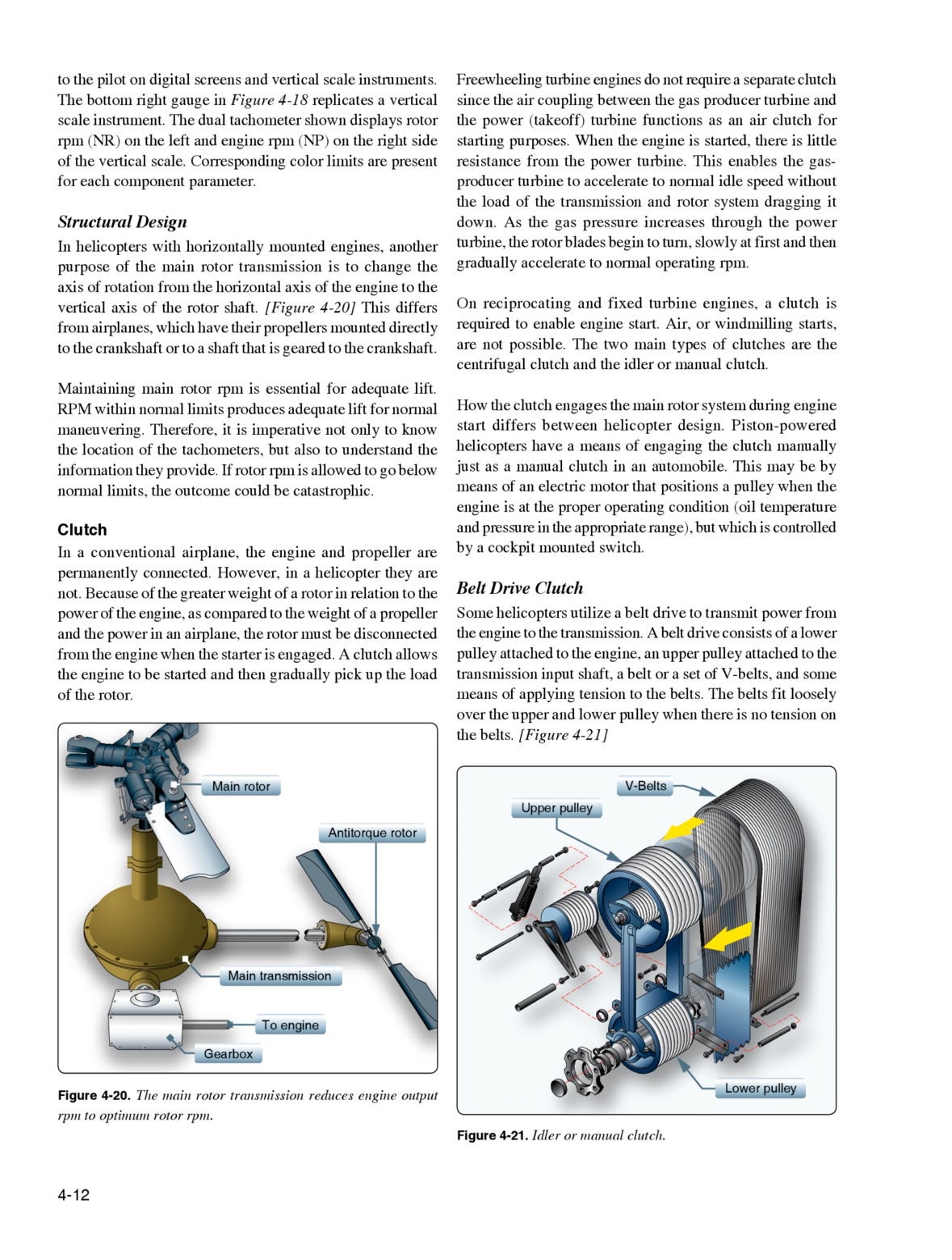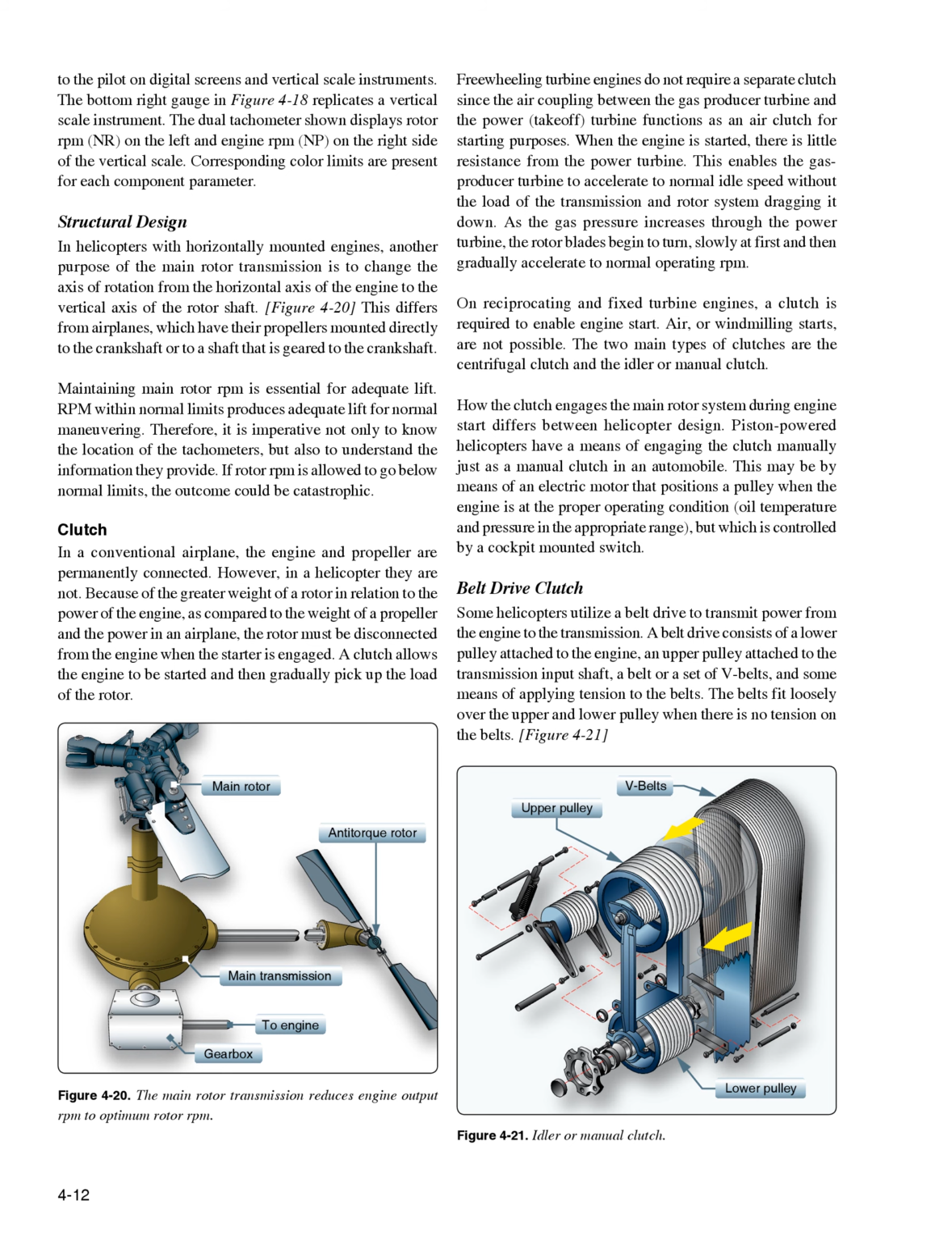Maintaining main rotor RPM is essential for adequate lift. RPM within normal limits produces adequate lift for normal maneuvering. Therefore, it is imperative not only to know the location of the tachometers, but also to understand the information they provide. If rotor RPM is allowed to go below normal limits, the outcome could be catastrophic.